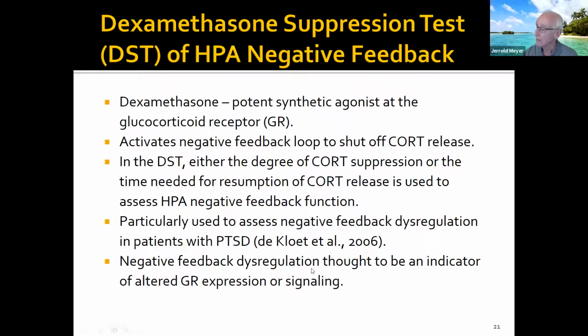So negative feedback dysregulation is interpreted to be an indicator of either altered expression of the receptor. It's possible that the pituitary gland is expressing more receptors, or signaling how the receptor is affecting downstream cellular mechanisms that work to suppress ACTH release. Either one could be happening.